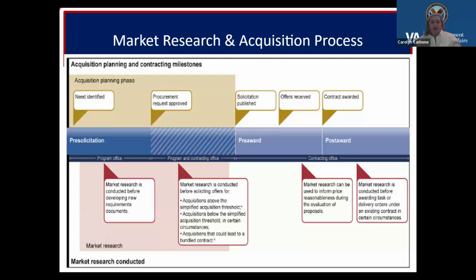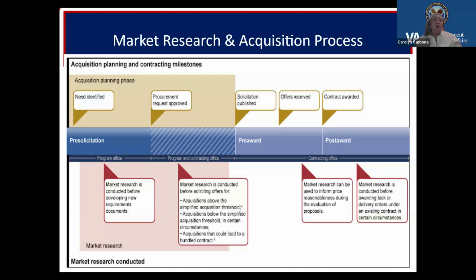So there was one other question. How is market research used in the post-award process? So in the post-award process, as it shares on the chart, some market research can be conducted before awarding task or delivery orders under an existing contract in certain circumstances.